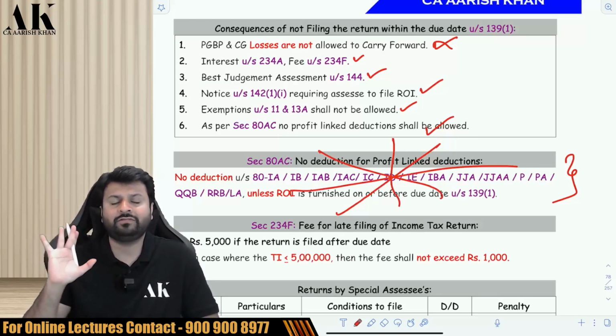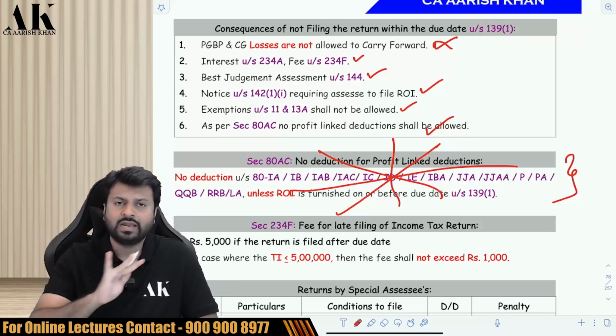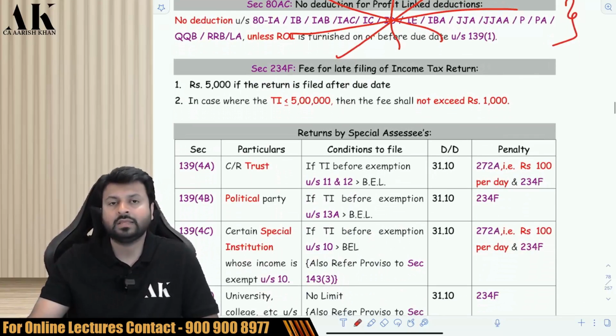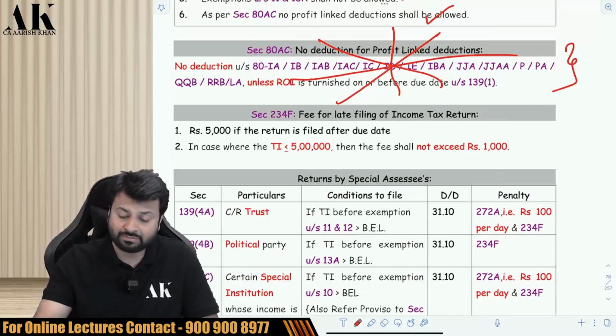There are in all 15 profit linked deductions under the income tax law, and none of the profit linked deductions will be allowed to you if you do not file the return on time. Second, if you do not file the return on time, there can be a fee which can be imposed on you, which can be 5,000 rupees.